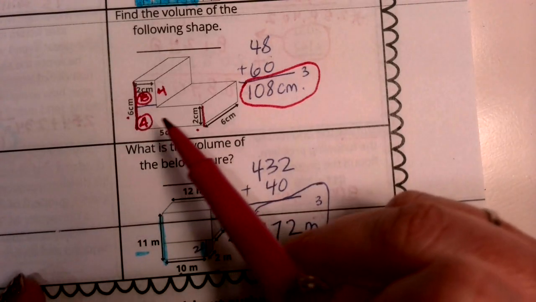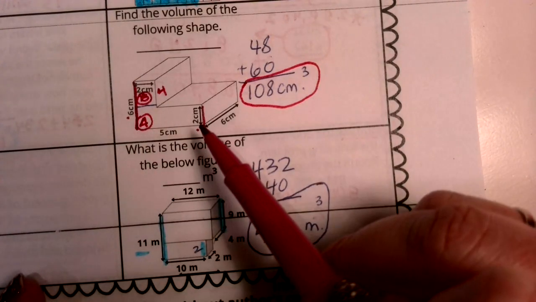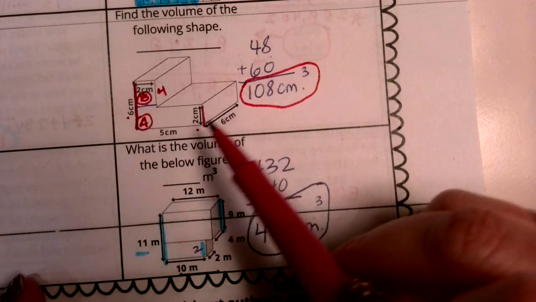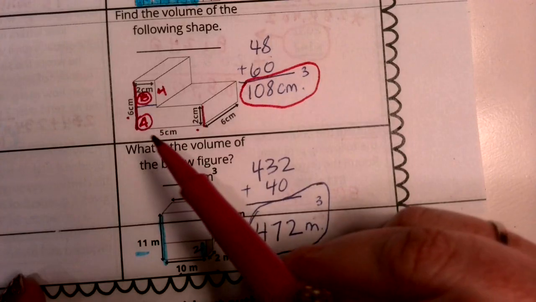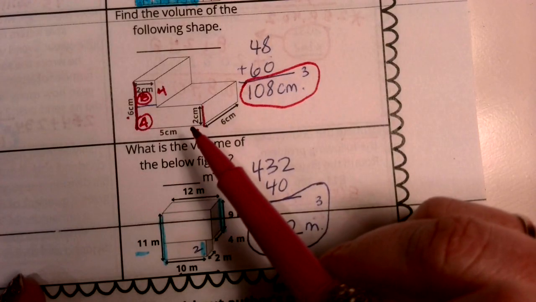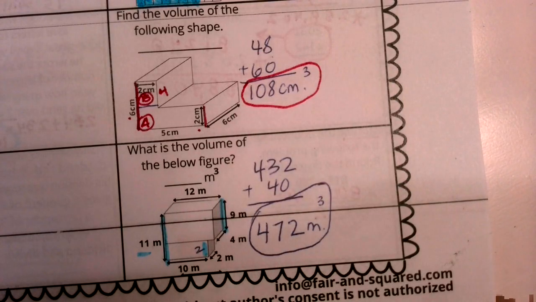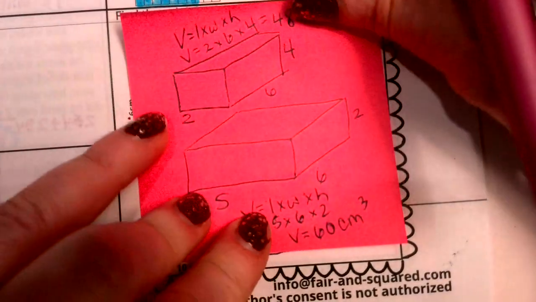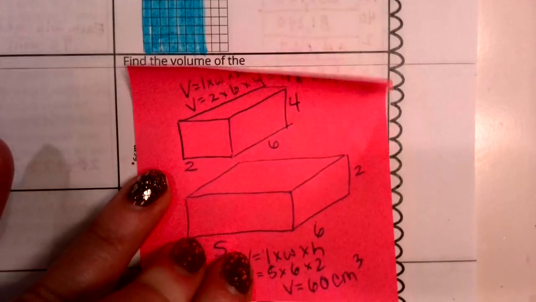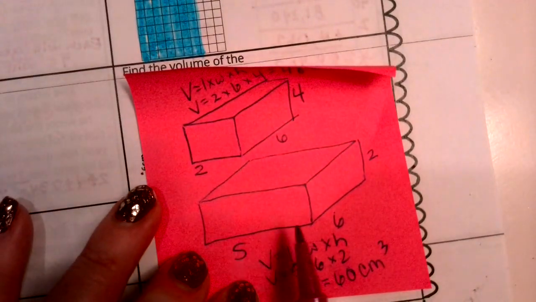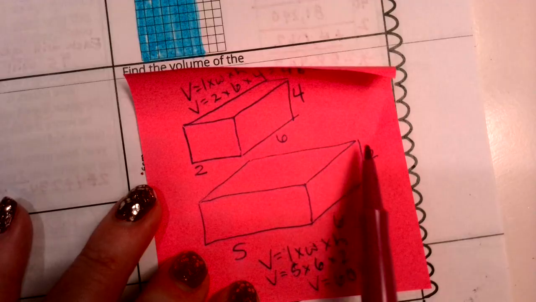Boys and girls, I would look for the length, the width, the height of this prism A. These are actually labeled for me. So my length is 5, my width is 6, my height is 2. I'm going to go ahead and show you where I've drawn this out to demonstrate this. I'm going to move this so that hopefully you can see it a little bit better. There we go. I have 5 and 6 and 2.